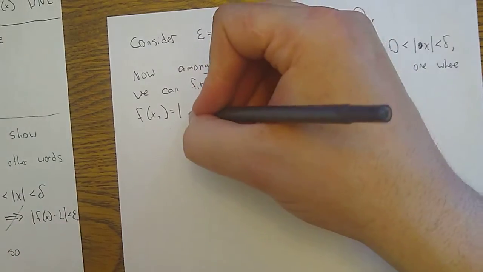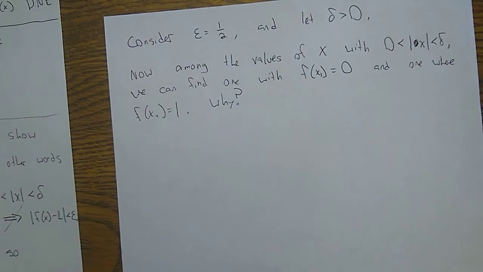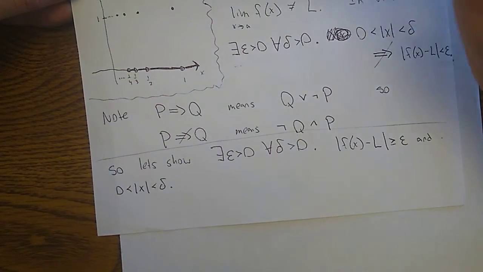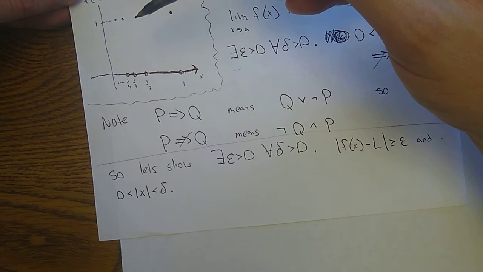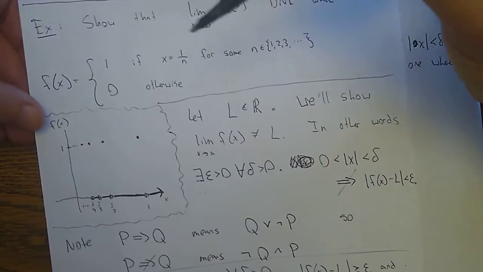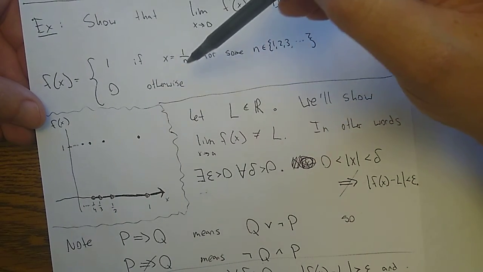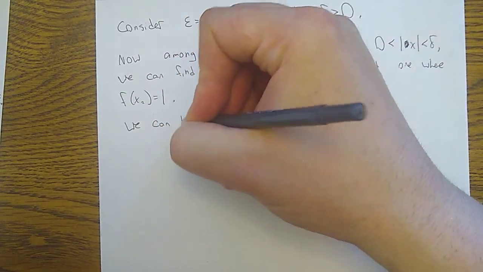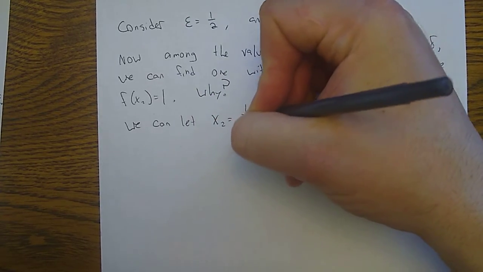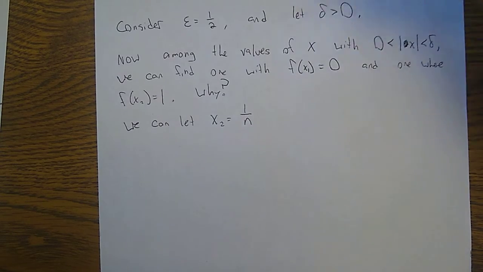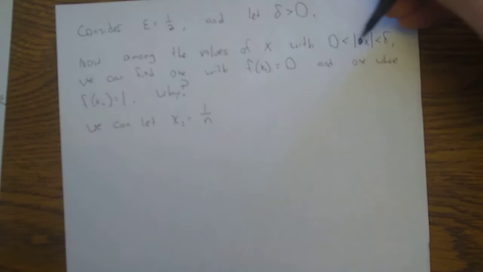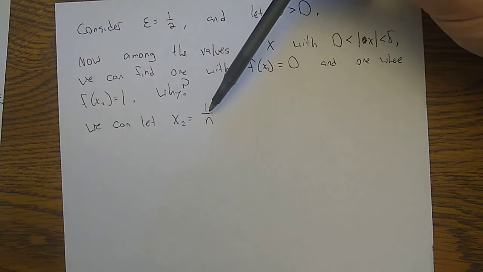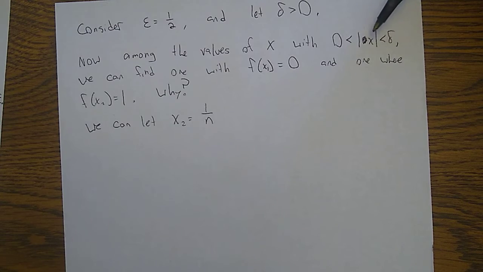So why can I do that? Well, maybe let's talk about finding x sub 2 first. I'd like to find a value of x such that f of x is 1. In other words, I'm just looking for a value of x of this form, like 1 over a positive integer. I can let x sub 2 be 1 over a positive integer, but let's make sure that this value of x sub 2 actually falls in this range. Of course, if I'm letting x sub 2 be this, then the absolute value is just leaving it the same because it's a positive number.